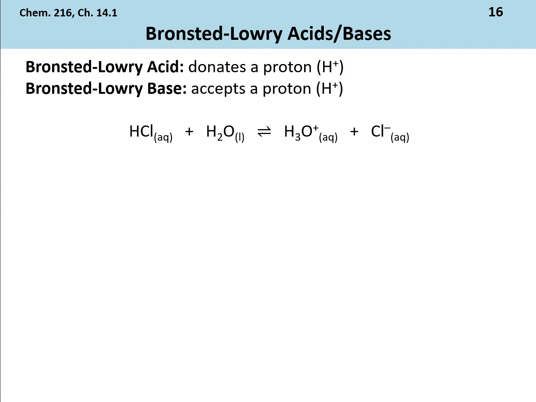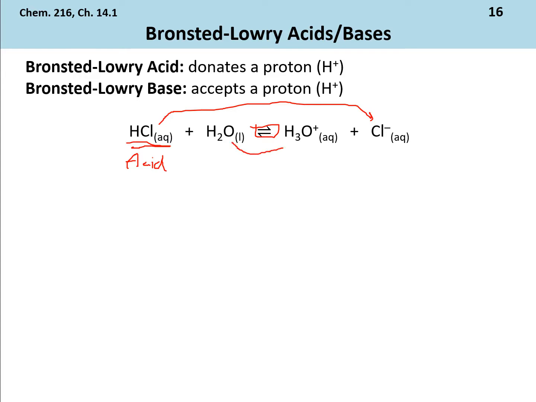Let's say we have this reaction: HCl plus H2O goes to form H3O+ and Cl-. We can look at this equation. Notice it is reversible. And we can say what's an acid and what's a base. Look at the HCl. What does HCl do? It loses an H+ to become Cl-. So that means that HCl is an acid. What does the H2O do?